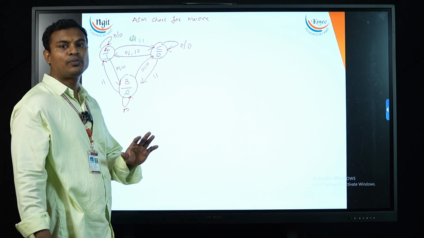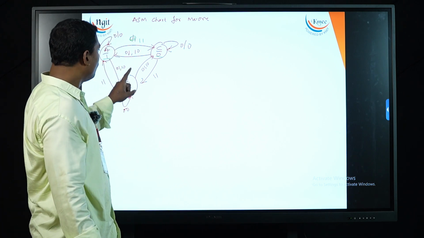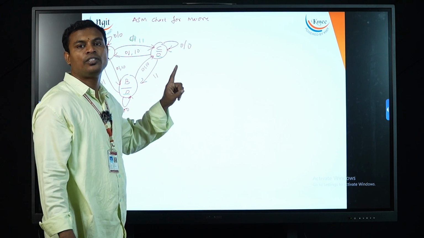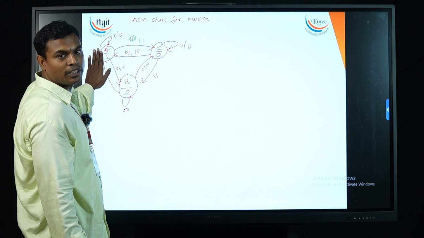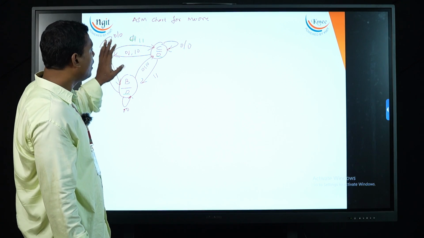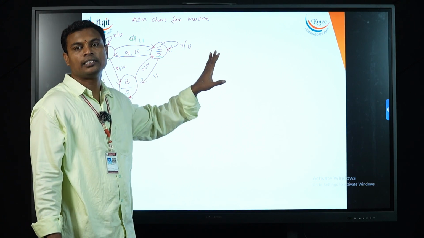So I am giving you a task in this session, that for this particular kind of machine you need to draw an ASM chart representing the proper conditions for this state machine, so that you are going to get the appropriate ASM chart for this.